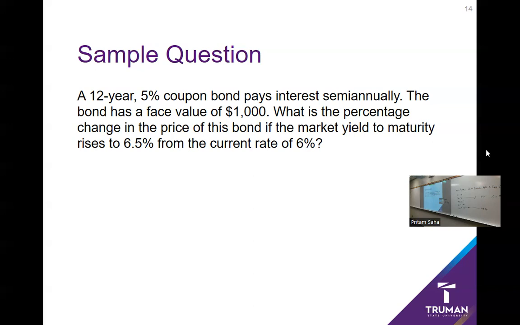So the price basically dropped by 4.26%. The interest rate went up by 0.5% in absolute terms, but the price dropped by a relative 4.26%. This is the price risk we have. Make sense?